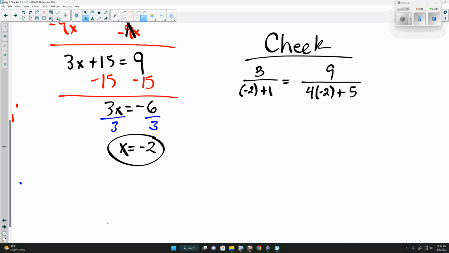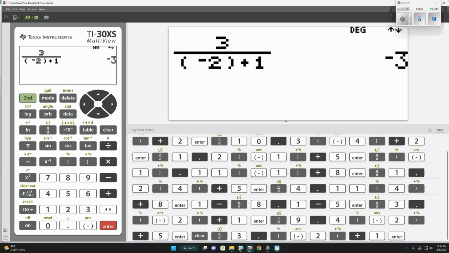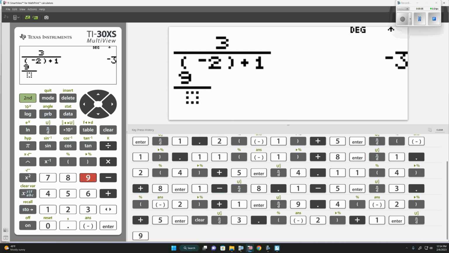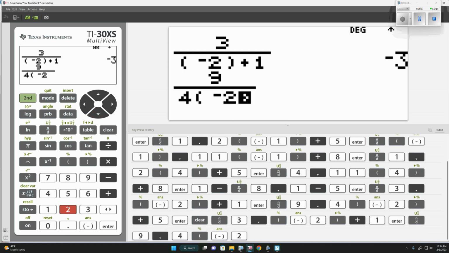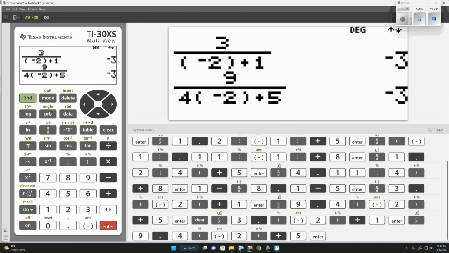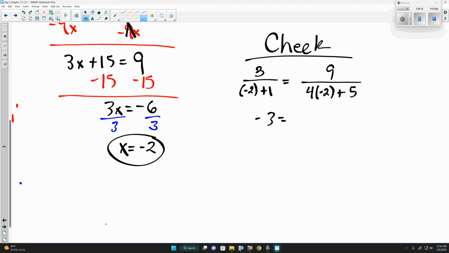Our other fraction, 9 over 4 times negative 2 plus 5, is negative 3. So that does show us when we plug it in, both sides are indeed negative 3. They are the same, so it works. The value is not really as important as the fact that both sides are the same value. Questions on this here?